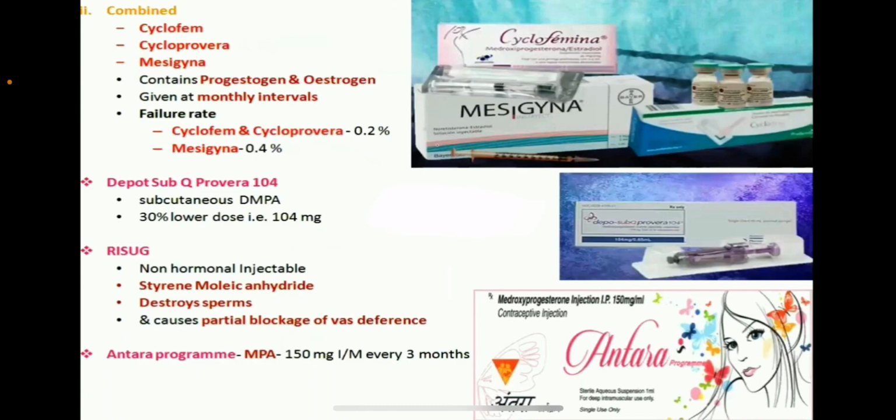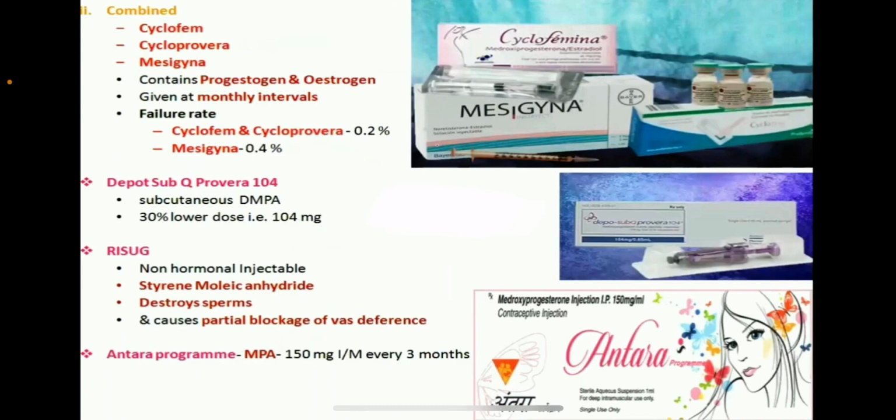The combined injectable contraceptives mainly suppress ovulation. The estrogenic effect affects ovulation, whereas the progestogen effect alters the cervical mucus and makes it thick and scanty. As a result, the sperm cannot penetrate.